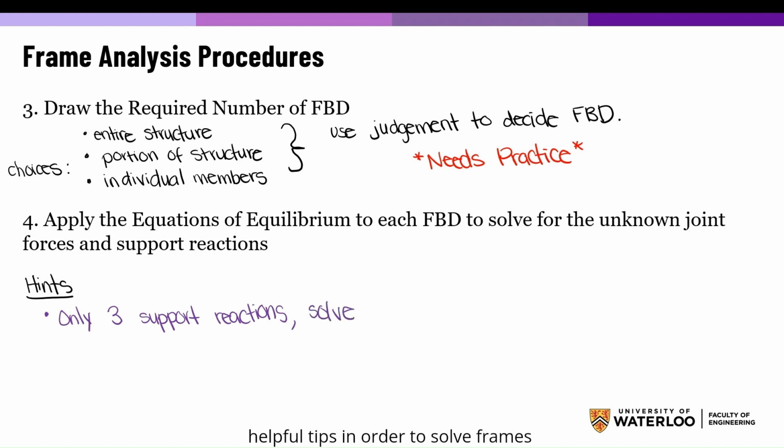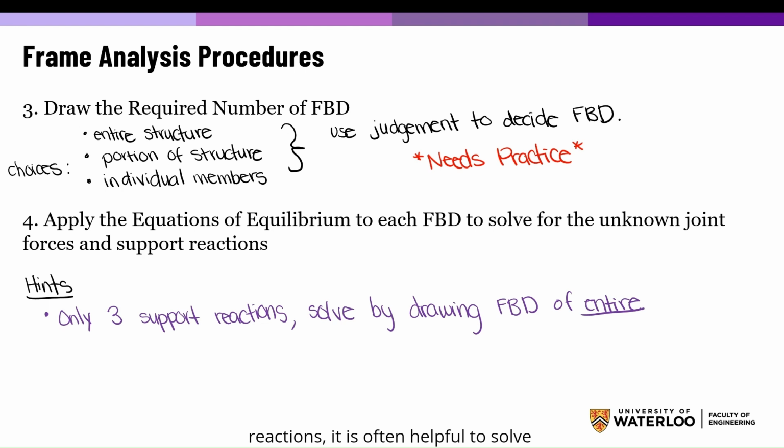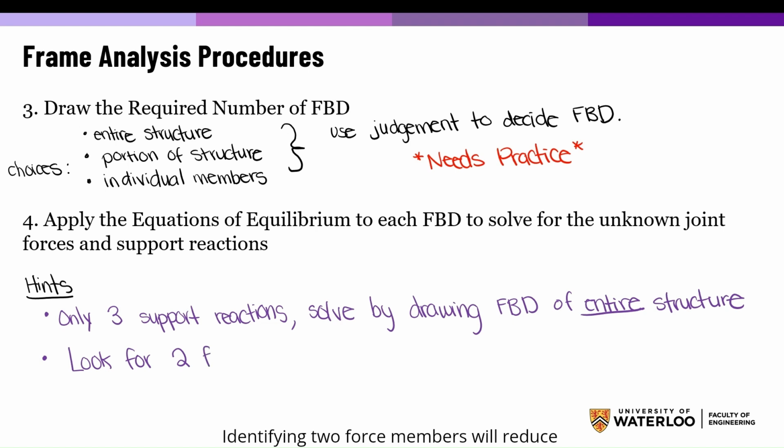So some helpful tips in order to solve frames: if a frame has only 3 support reactions, it is often helpful to solve for them first using a free body diagram of the entire frame. Next, look for 2-force members. Identifying 2-force members will reduce the number of unknowns and simplify the analysis.